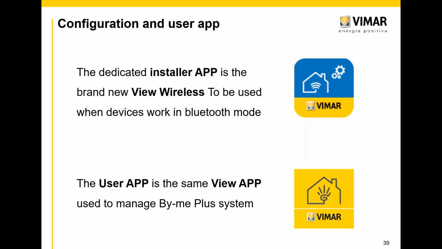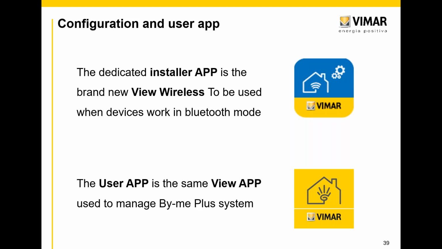Later on, the installer moves the administration rights to the user, so the end user or the house owner. The house owner has to use the View user app and log in with his account. Both apps need the My VIMAR account. Just register for free on the VIMAR website to get it. So very easy also to use these apps.